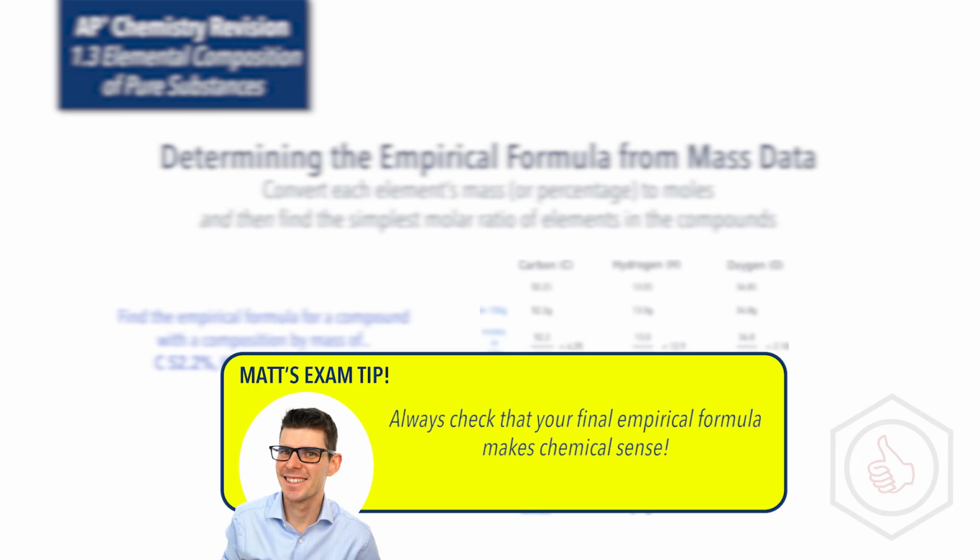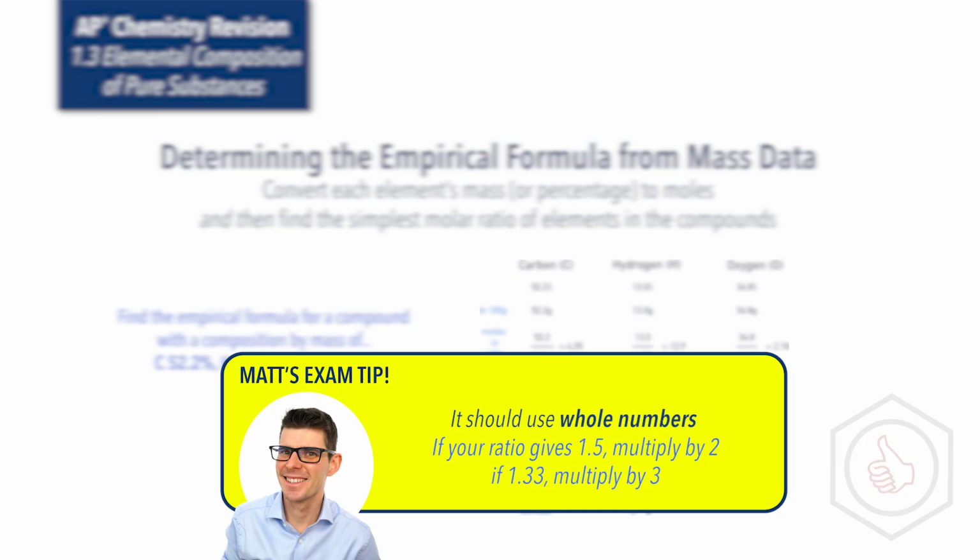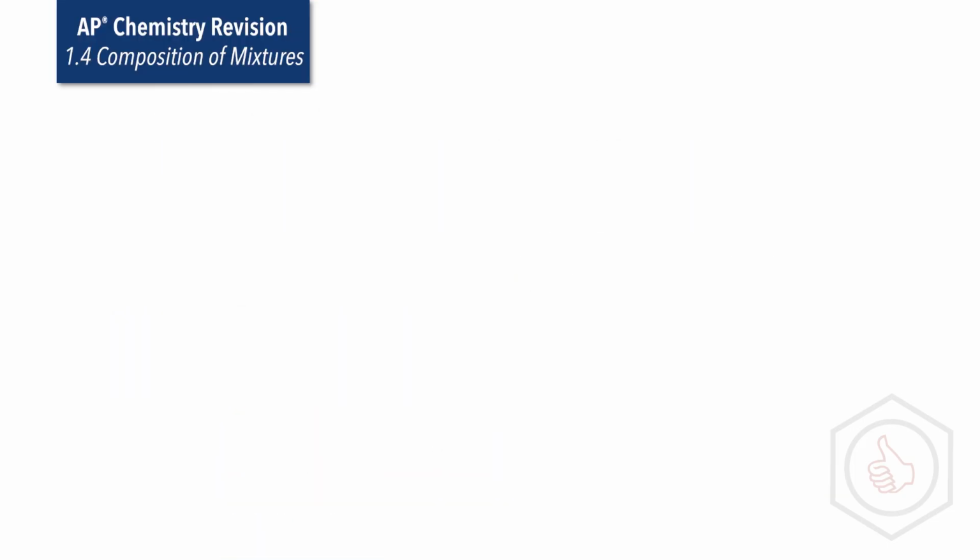It should always be whole numbers and reflect what's possible based on the elements involved. If your calculated ratio gives 1.5 or 1.33, multiply the ratios to clear the decimal. For example, times everything by 2 to get rid of 0.5, or times everything by 3 to get rid of 0.33. Substances in chemistry can be classified as pure substances or mixtures, depending on their composition and uniformity.